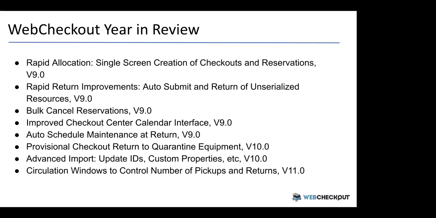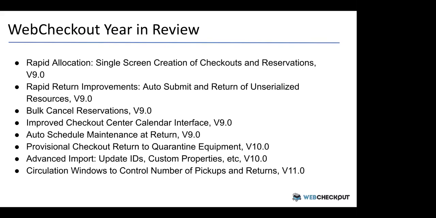We also added an option to bulk cancel upcoming reservations on the Find Reservations to Cancel screen. We improved the Checkout Center calendar user interface and made it more intuitive. We also improved the rapid return and preventative maintenance module and added an option to automatically schedule maintenance on checkout return. In version 10, we released provisional returns to mark checkouts as received to quarantine equipment.